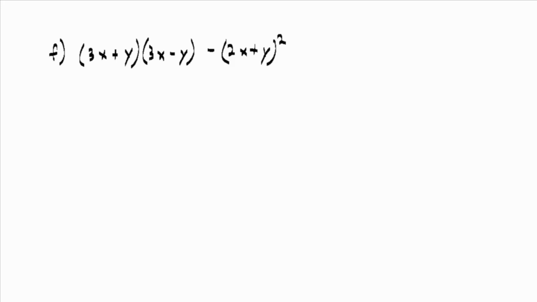Part F, it says, okay, we've got multiple operations going on here. We're going to take the quantity 3x plus y times the quantity 3x minus y, and then we're going to subtract off the quantity 2x plus y squared. That's the whole quantity squared. So order of operations says you have to do what? Technically, I suppose you have to take care of the exponent first, right? It's actually not going to hurt to multiply this out in the same step.